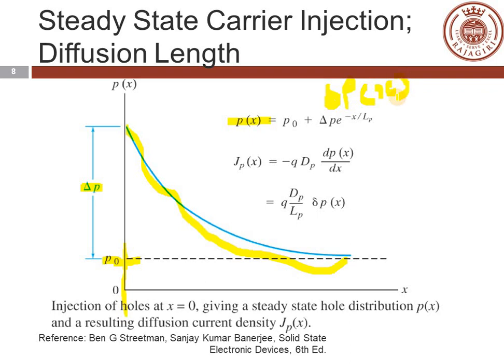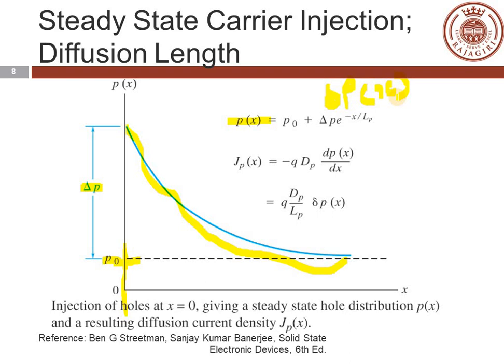And we will be proving that this small delta P of x will be equal to capital delta P into e to the power minus x by Lp. Then we will prove that the current density due to this instantaneous hole concentration P of x, that is Jp of x, will be equal to minus q into Dp d by dx of P of x, which is equal to q into Dp by Lp small delta P of x.